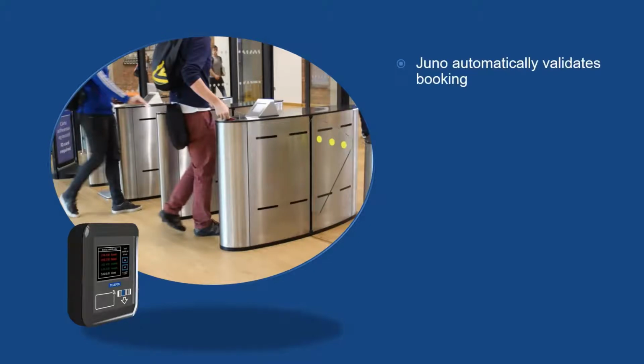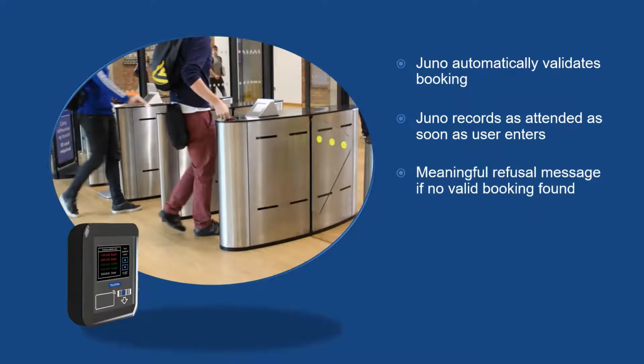So when they arrive, whether it's swiping their cards or presenting their cards at the barriers or at an RB2, Juno will automatically check that they've got a valid booking, and if they do, they're allowed in, and they're automatically recorded as entered, and that means that they've taken up their booking.